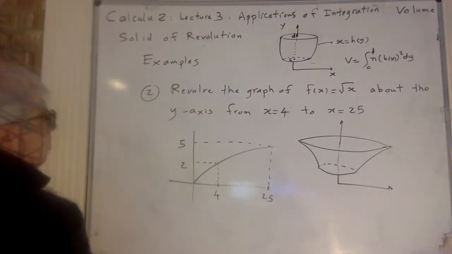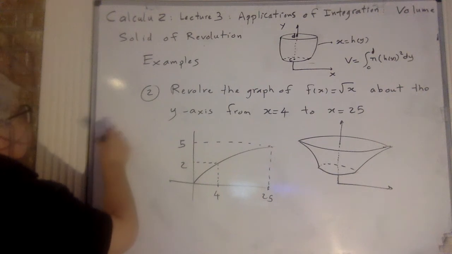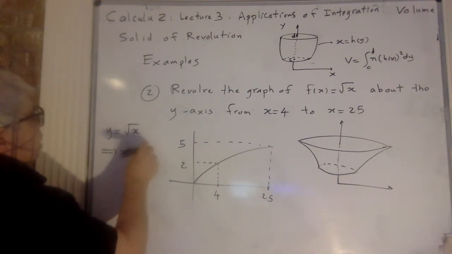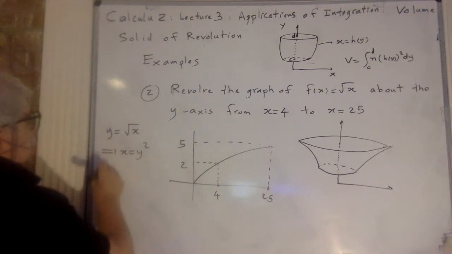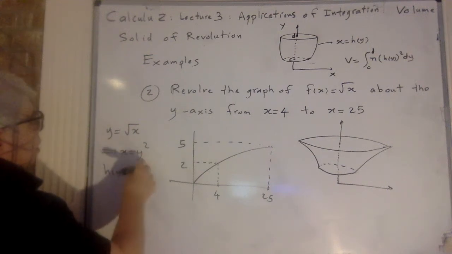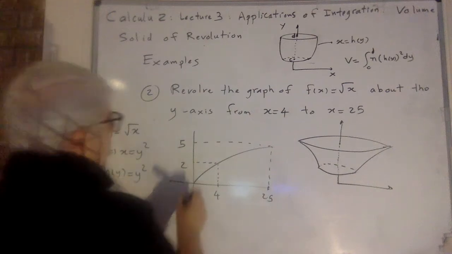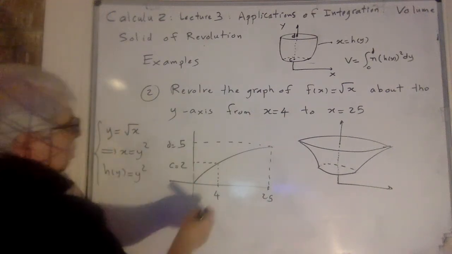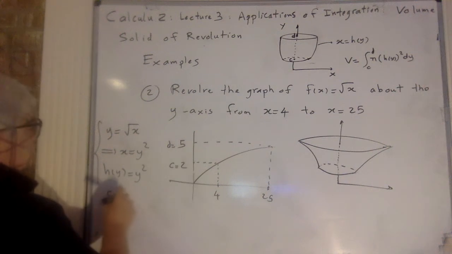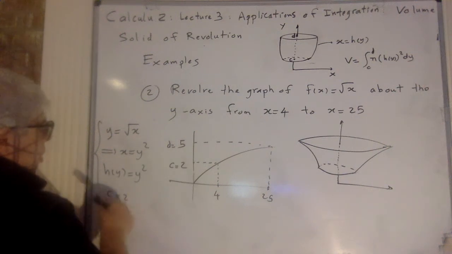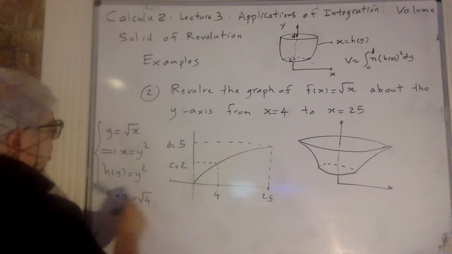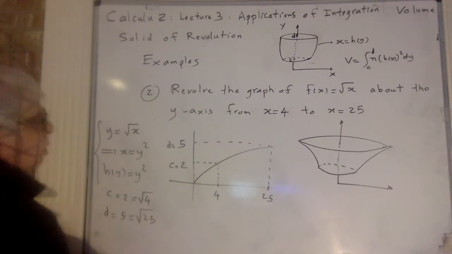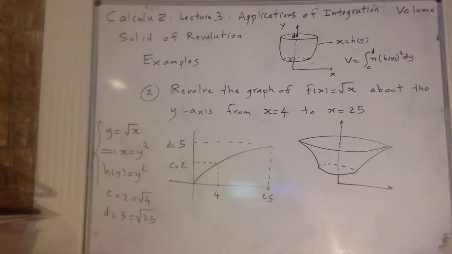Okay, I have f(x), which is y equals square root of x. Solving for x gives me x is y squared. So h(y) is in fact y squared. So that is the first step. Second step is finding the c and the d. With the c and the d, c is 2, that's square root of 4, and d is 5, square root of 25. Okay, I have everything, and I can find this volume.